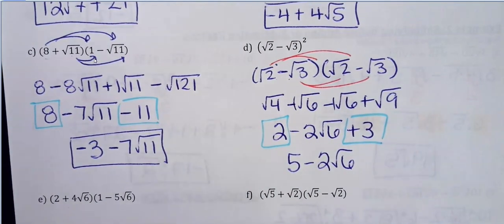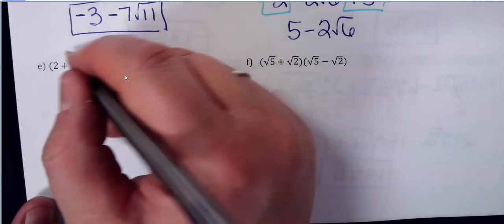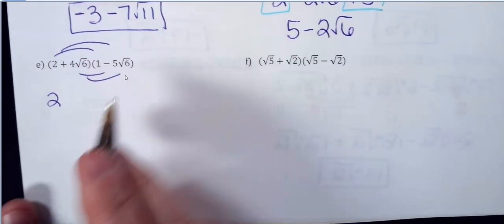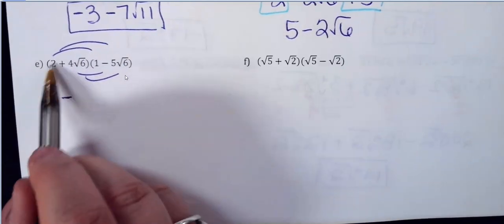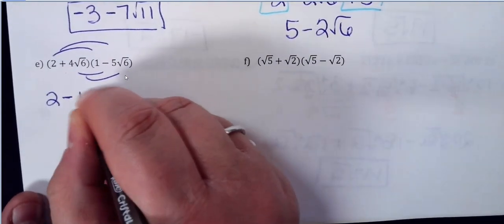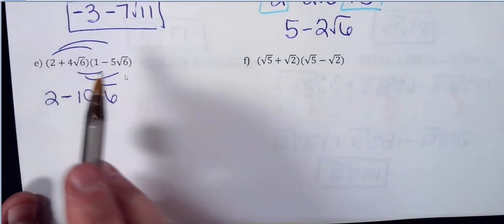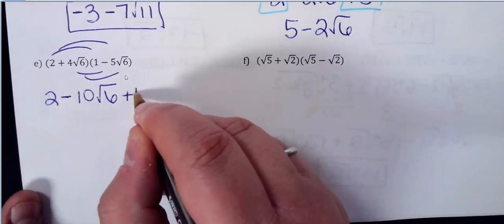Okay, now I've got 2 more, and these will go really quick. This is just a little more complicated looking. So it's still kind of a FOIL. 2 times 1 is 2. Now, if I have 2 times this negative 5 roots of 6, I'm just going to do 2 times negative 5, so it'd be negative 10 roots of 6. Then I'm going to do 4 roots of 6 times both of these terms. So 4 roots of 6 times 1 would just be 4 roots of 6.